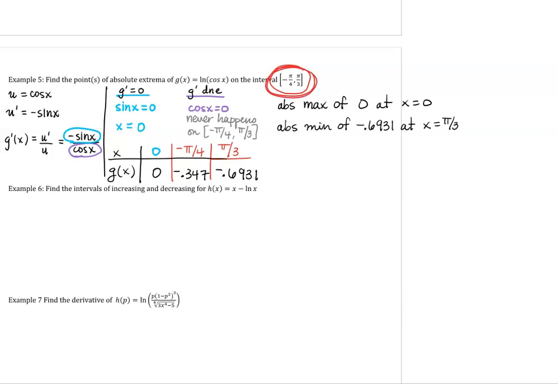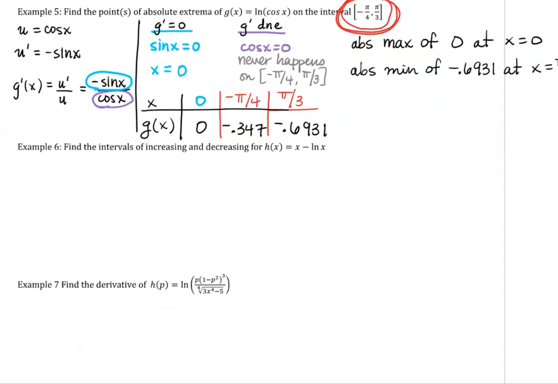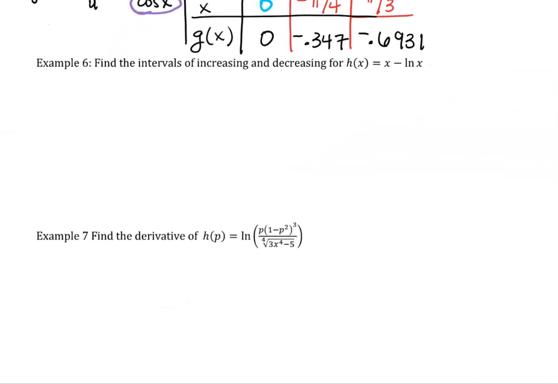Example 6, we're going to find intervals of increasing and decreasing for this function h of x. This is another example of us using the applications of derivatives. In order to find intervals of increasing and decreasing, we are using the first derivative test. We need to find critical values, make a number line, or test intervals, choose numbers in the test intervals, and see whether the derivative comes out positive for the function to be increasing on that interval, or if the derivative comes out negative for the function to be decreasing on that interval.